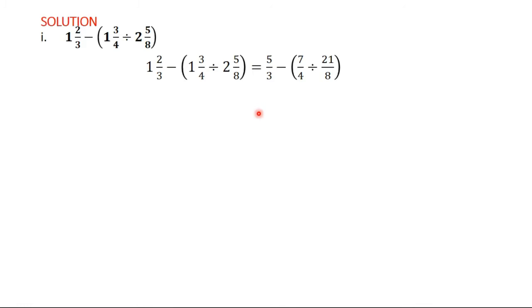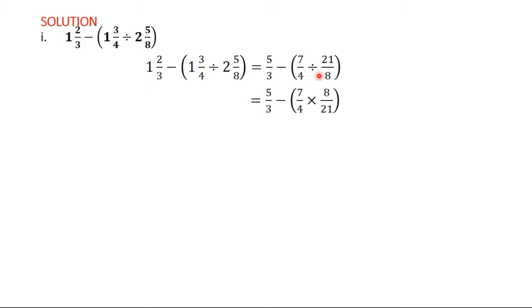Now, after we have converted everything, BODMAS is telling us that we should first deal with what is in the bracket. So this time, what is in the bracket? We have 7 over 4 divided by 21 over 8 in the bracket. So first deal with that. So we are not going to touch this since it's outside the bracket. You are not going to touch any of this. So we are dealing with what is in the bracket.